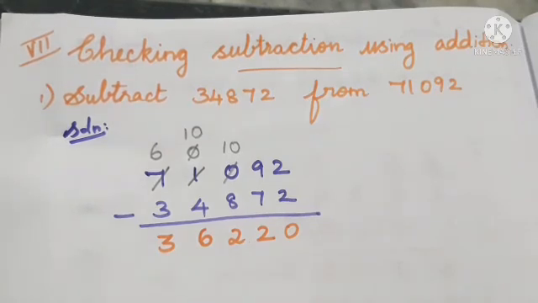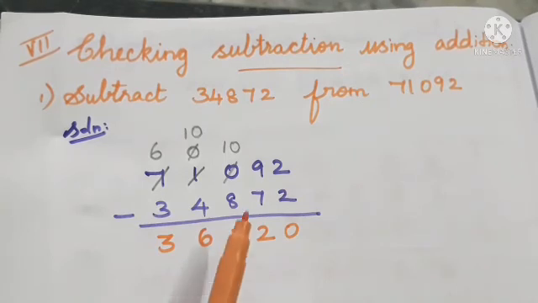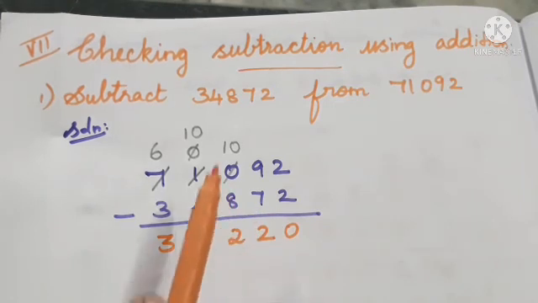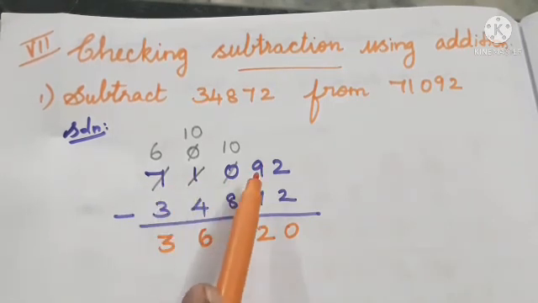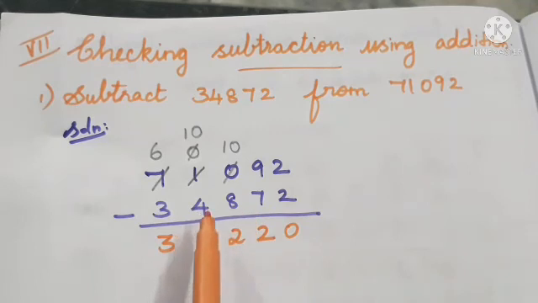So how do we check subtraction using addition? You get the difference, so add this difference with the subtrahend. Subtrahend means this one. So we add the difference with the subtrahend, and we should get the minuend as the answer. The first value is called the minuend and the second value is called the subtrahend. The bigger value in the subtraction is called the minuend, the smaller value is called the subtrahend, and the last answer is called the difference.